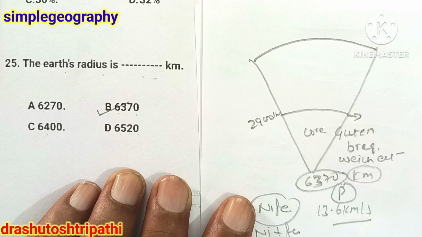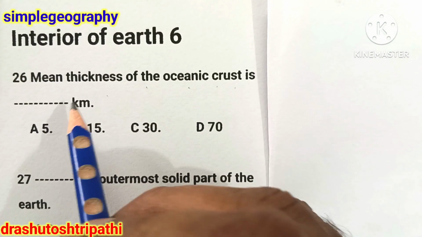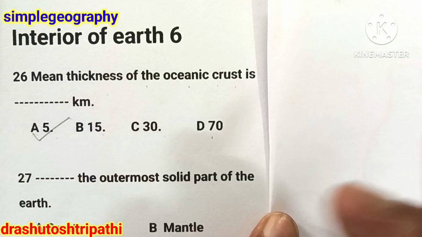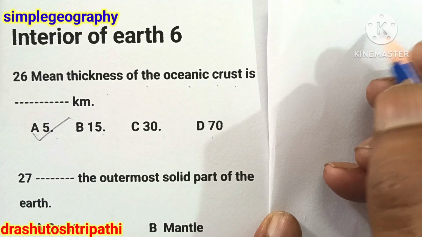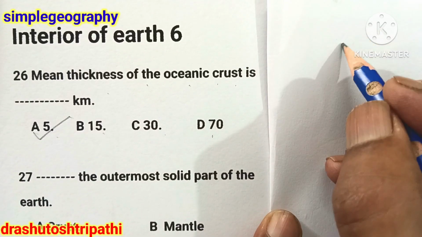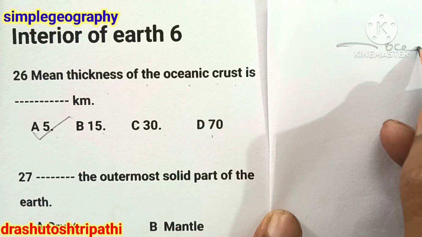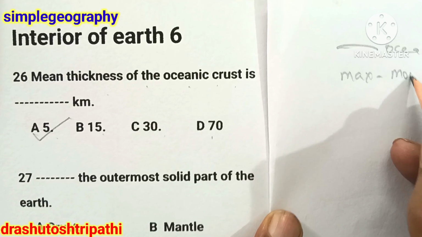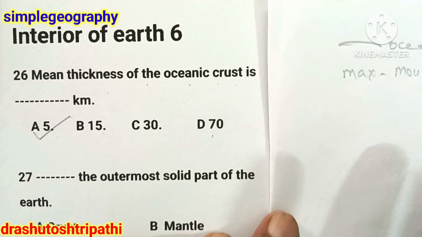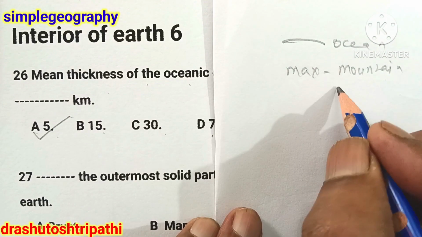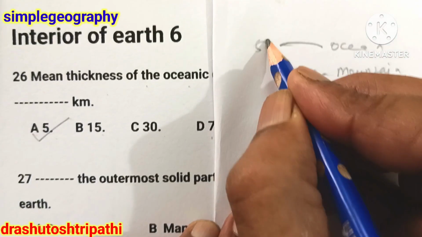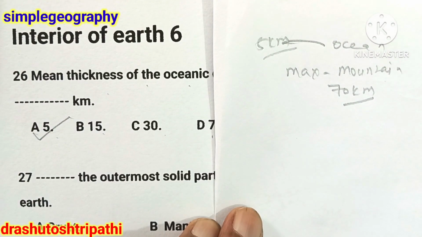Thickness of oceanic crust is: 5, 15, 30, 70? That is 5 kilometers. The thickness of the crust is minimum at the ocean and maximum at the mountain. It is maximum at the mountain, near about 70 kilometers. At the ocean it is just about 5 kilometers.